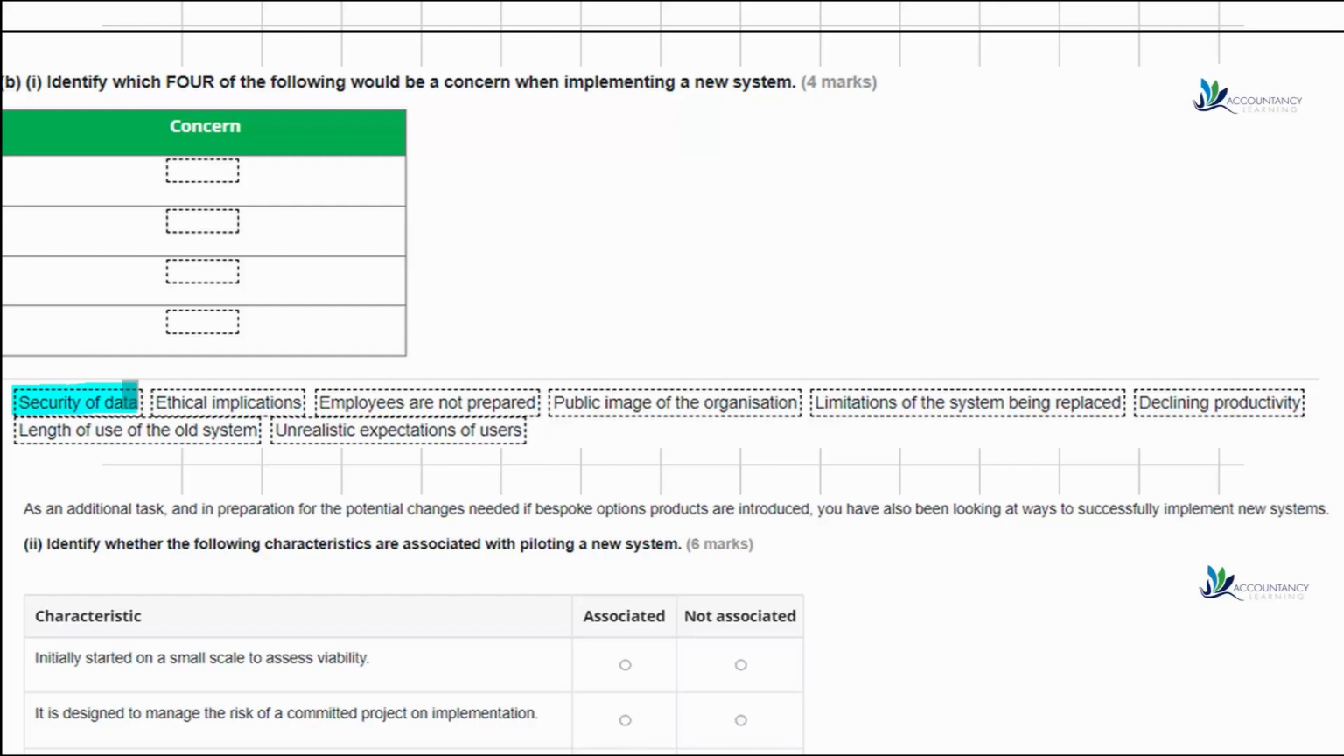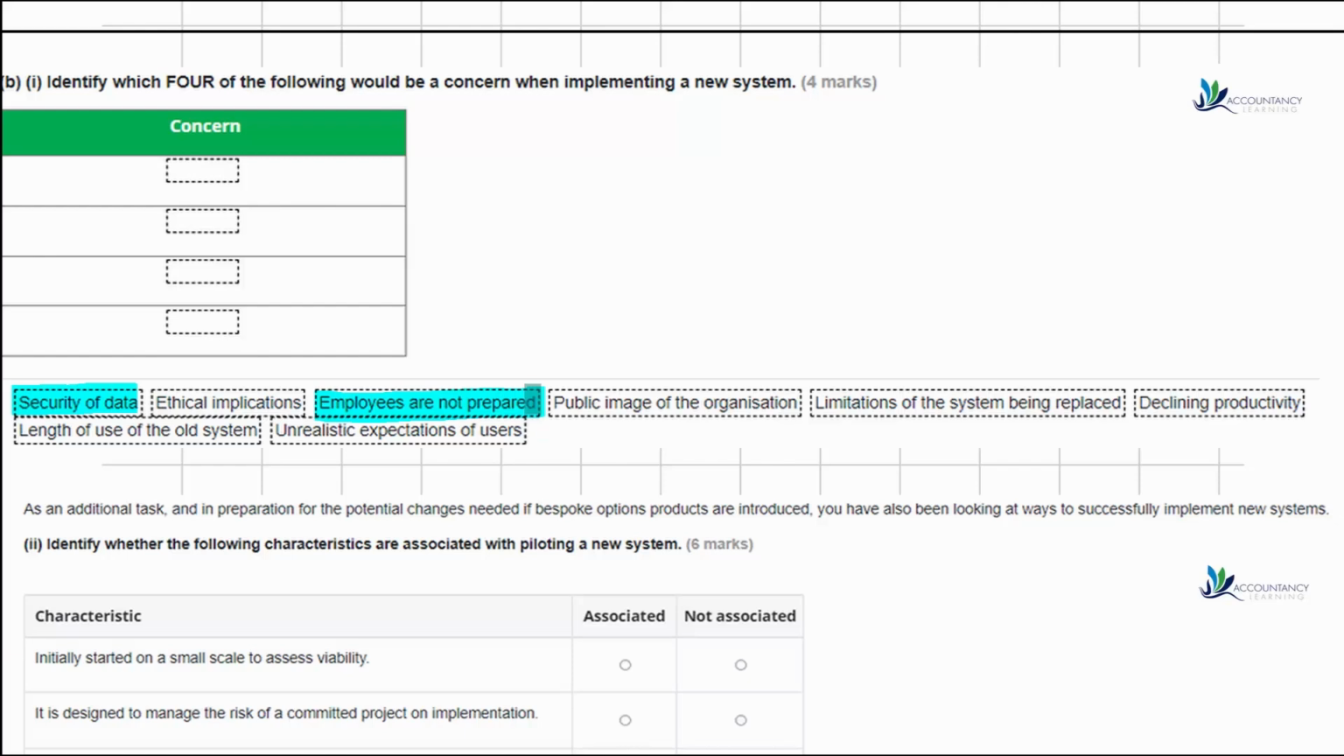Next we have ethical implications. Well, there's no particular hint in the scenario about ethical implications here, so I think we can ignore that one. But yes, employees not being prepared, that is a typical problem with any changeover system. It's not unusual that the managers are thinking about change for a long time and they have plenty of time to absorb that change, and then they announce it to the employees, who then have very little time to get used to it and start working with it. And as we saw in the scenario earlier, 3 people are going to be trained, but there's no suggestion that the employees will be trained. So yeah, that is a risk, that the employees are not prepared.